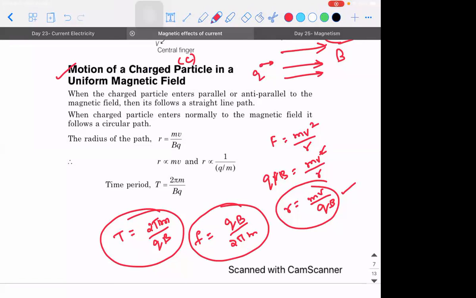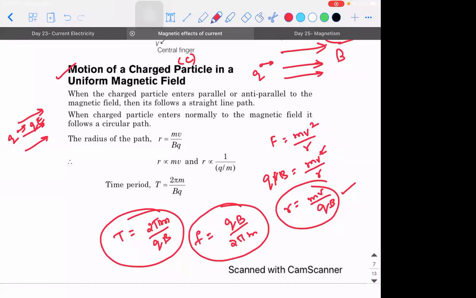Okay? What happens when it is the direction of the electric field? When you place a charged particle in the electric field, what will happen? It will start accelerating with a value of QE divided by mass of the particle. Is that clear? So this perpendicular concept, I've seen so many people getting confused.